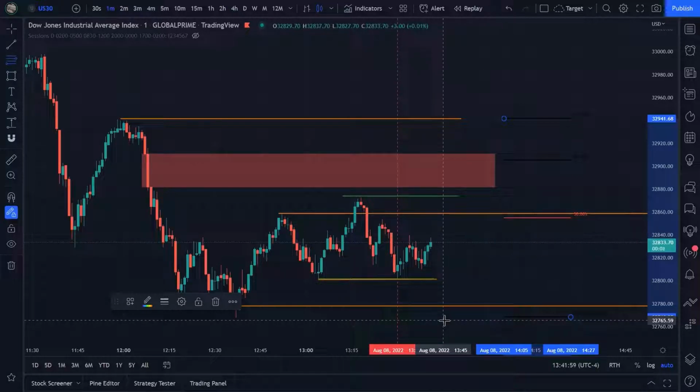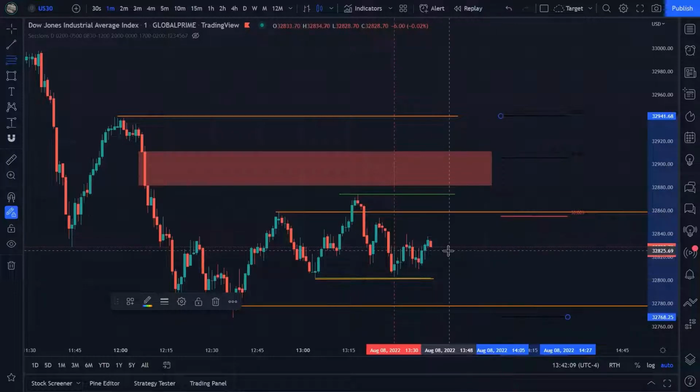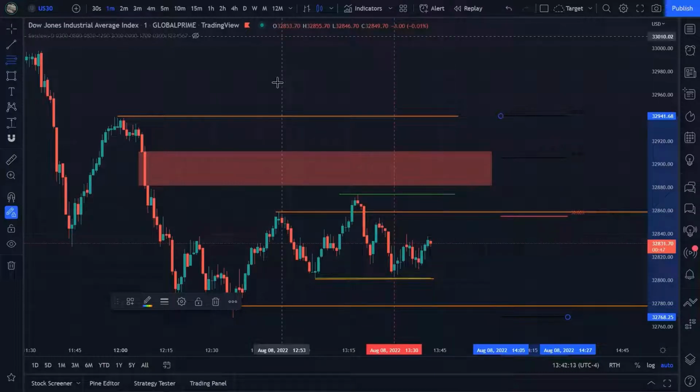For me, I enter right at the beginning of that fair value gap. I don't like to go from the 50% or the end of the fair value gap, because sometimes you miss the entries with US 30. And we're not trying to have that. And if we do, it's okay. We look for another setup.